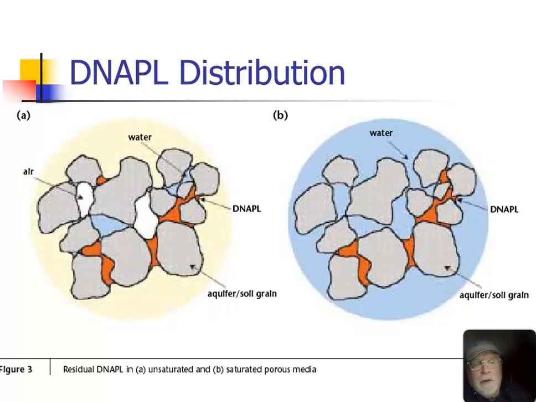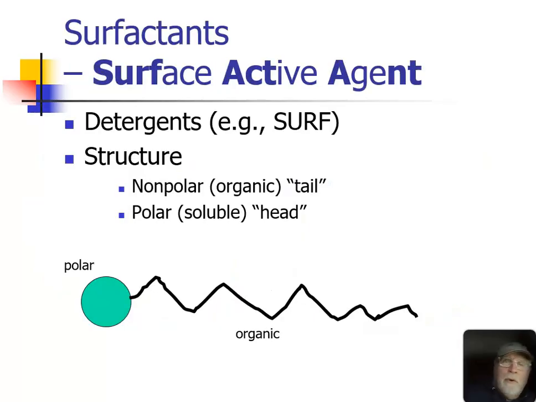So those little blobs are stuck there between the soil grains, and we want to get those out of there. One thing we can do is use surfactants. Surfactants are surface active agents, detergents, and the structure of it is they have an organic, like a hydrocarbon chain, and they have a polar head. So the head likes water, the tail doesn't like water.